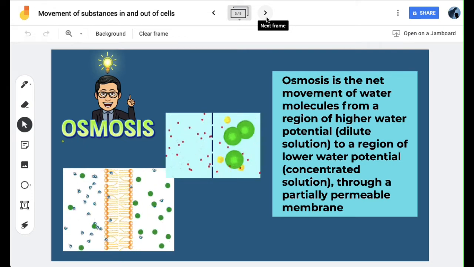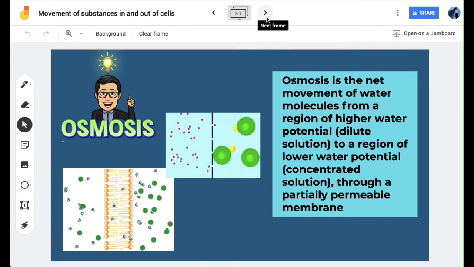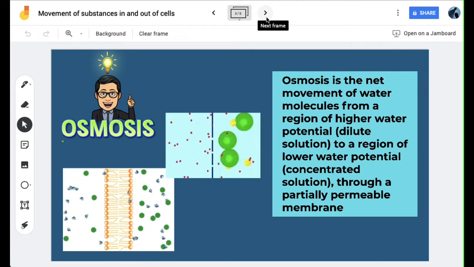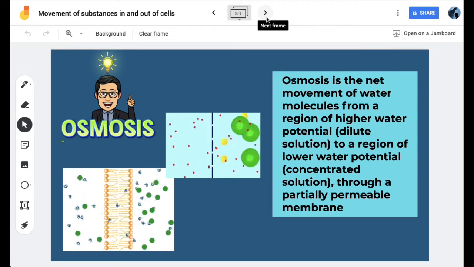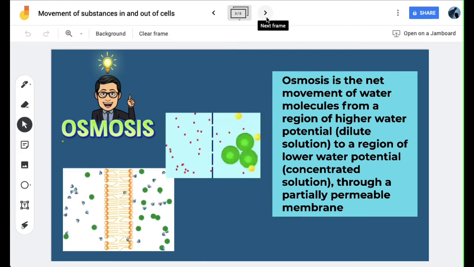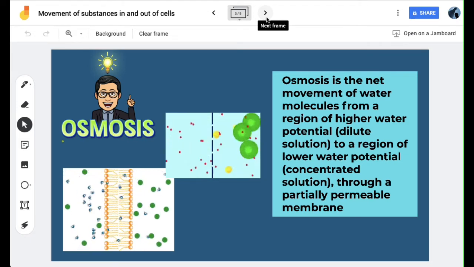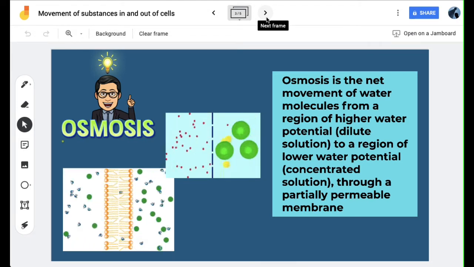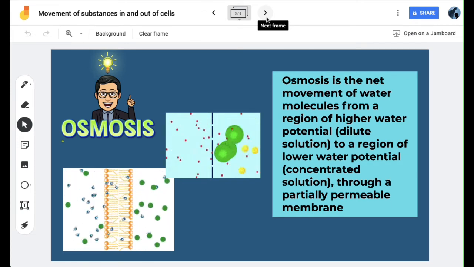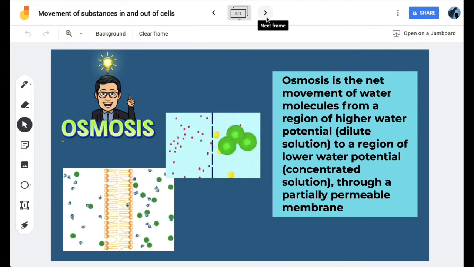First, let me define to you the term osmosis. Osmosis is the net movement of water molecules from a region of higher water potential, which is the dilute solution, meaning there will be more and more water in it, to a region of lower water potential. This is a concentrated solution. There will be a greater amount of solute in comparison with water in that concentrated solution, through a partially permeable membrane.